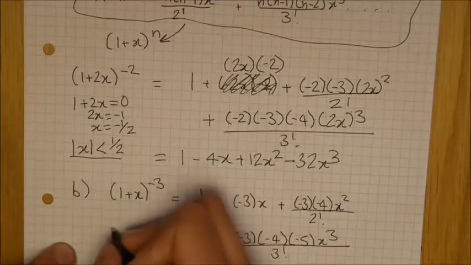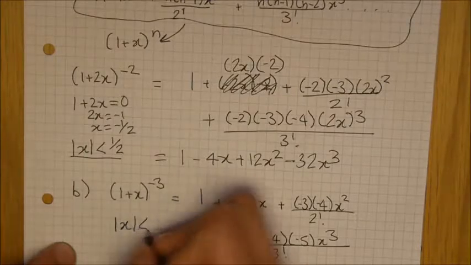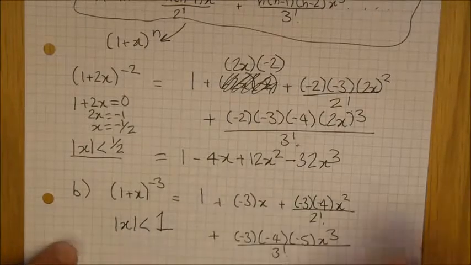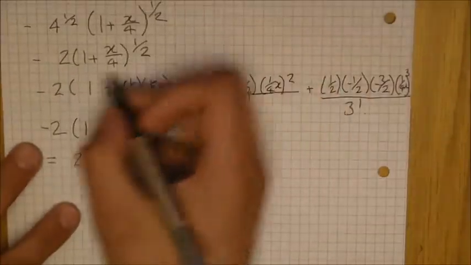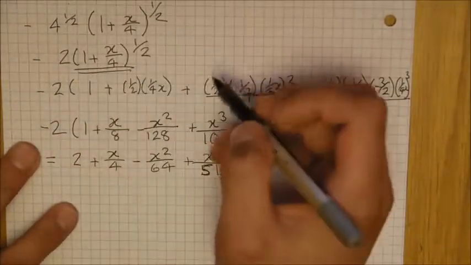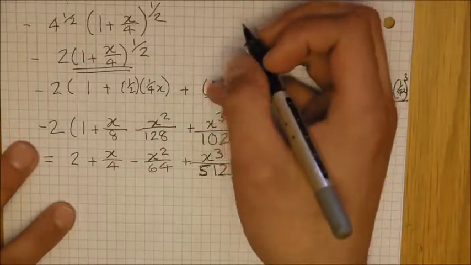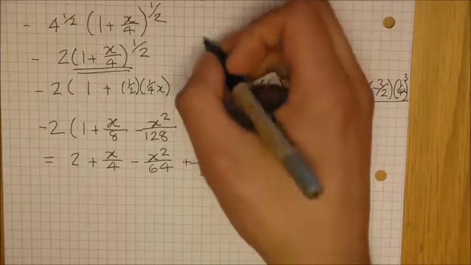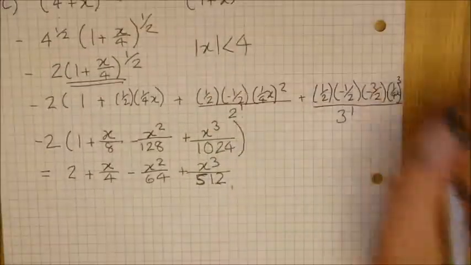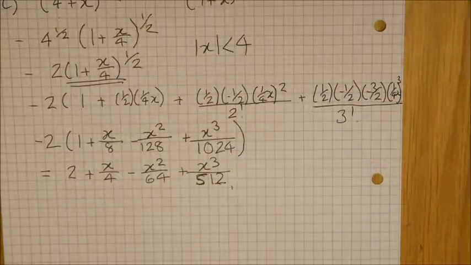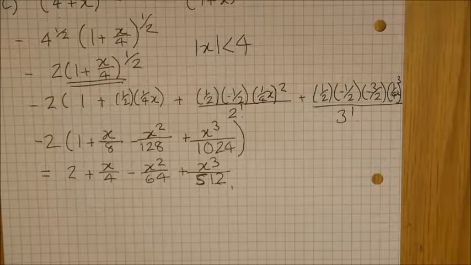For b, it is just simply x must be less than 1. And for c, now c is where it gets a little tricky, we must use the formula that we've changed, the 1 plus x over 4. So that is going to make it so that modulus of x must be less than 4, because it's a quarter, so you need 4 lots of stuff to make 1, effectively.